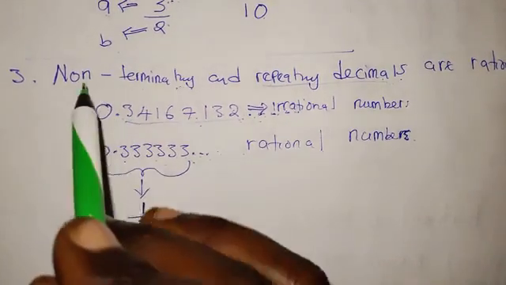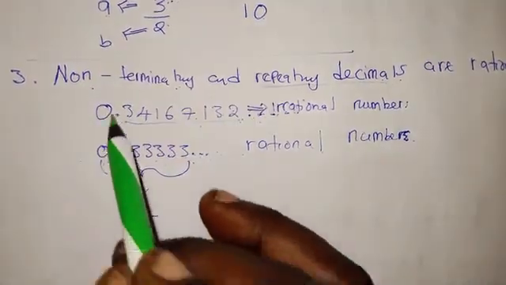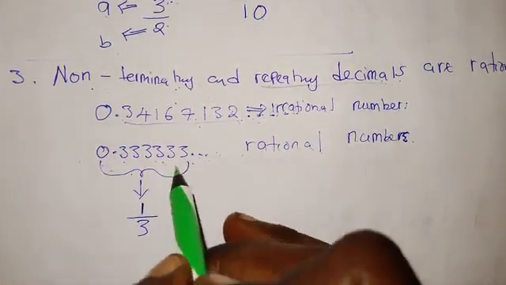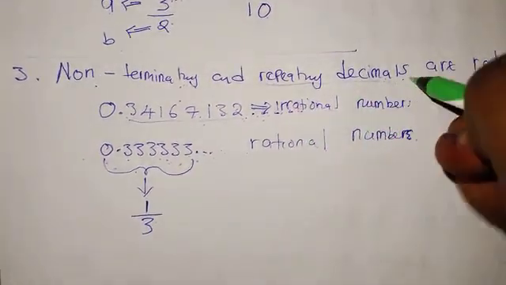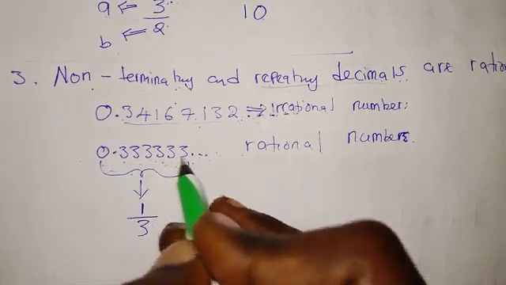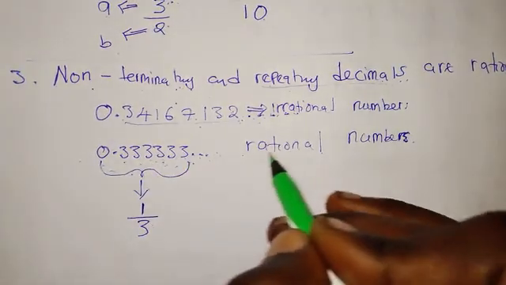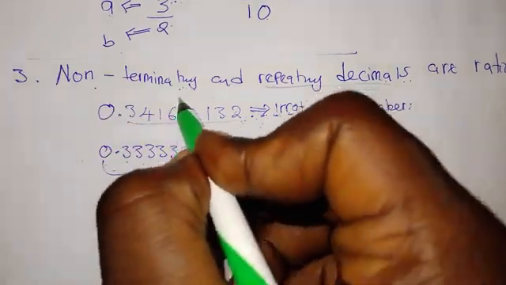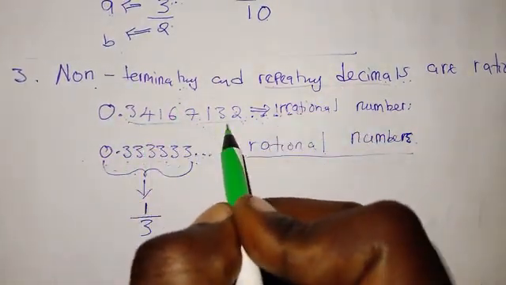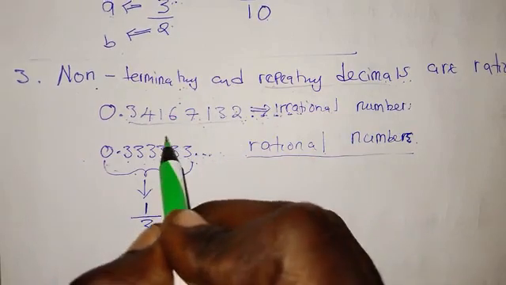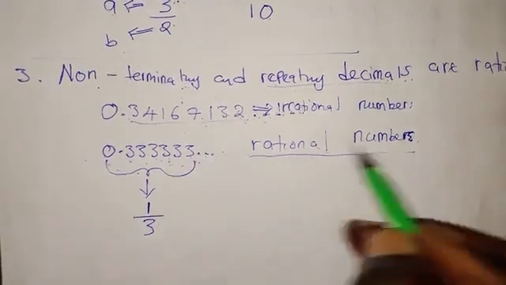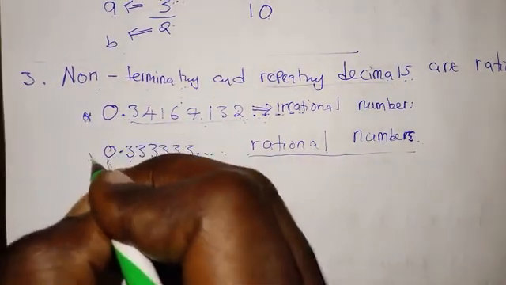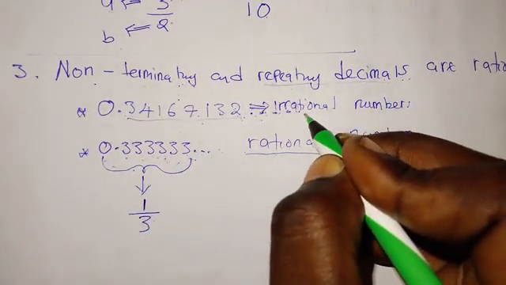That is why we're simply saying that this is non-terminating, meaning that it does not have a definite end. But it not having a definite end, it is repeating decimals. The 3's are repeating. It's qualified to be a rational number. But for this one, 0.341, it is non-terminating, yes, but it doesn't have something which is repeating. It is 341673132, until you don't know, it's not repeating. These are the two differences we're supposed to be able to understand between rational and irrational numbers.